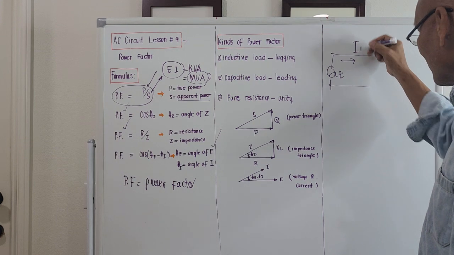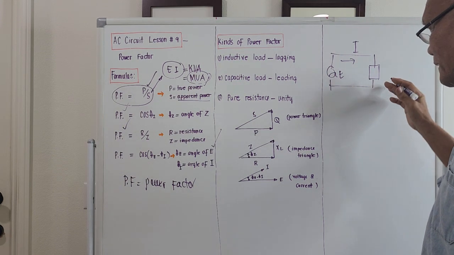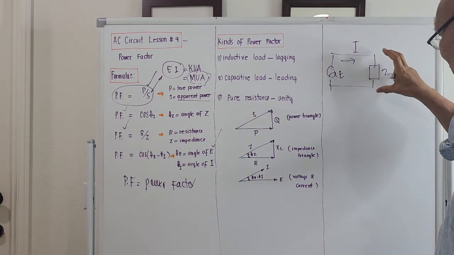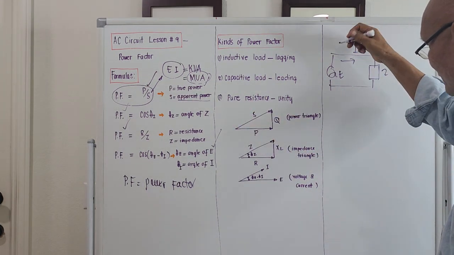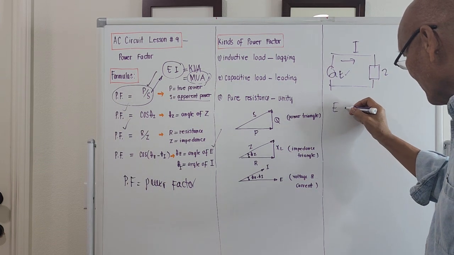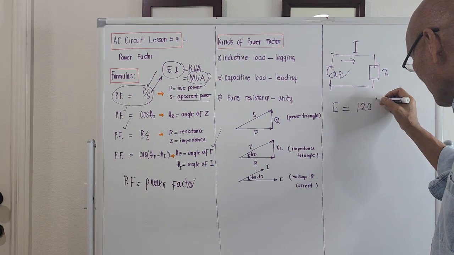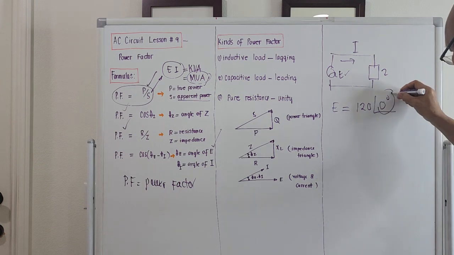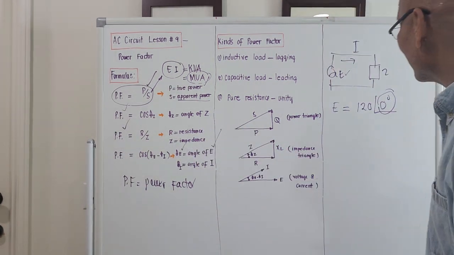This is I, the current going into the load of the company. The total load of the company, compressed load, will be Z. So if you get power from the utility company, you connect your lines to the utility company, and the applied voltage is E. This E should have a value maybe 120 volts, angle 0 degrees. So this 0 degrees is actually theta E.